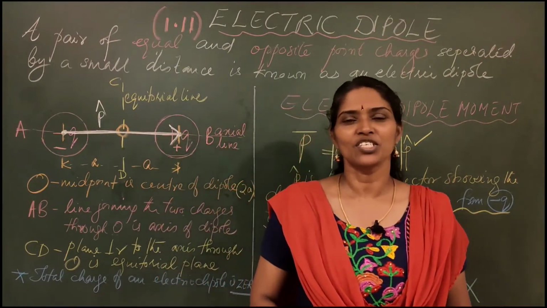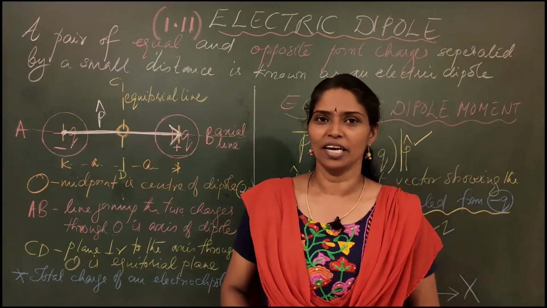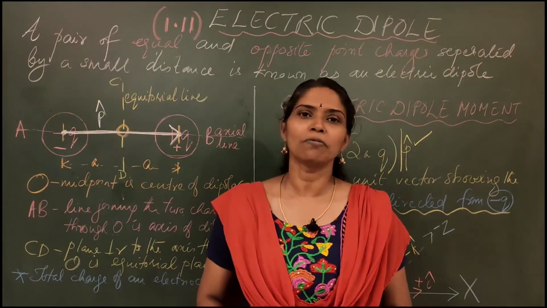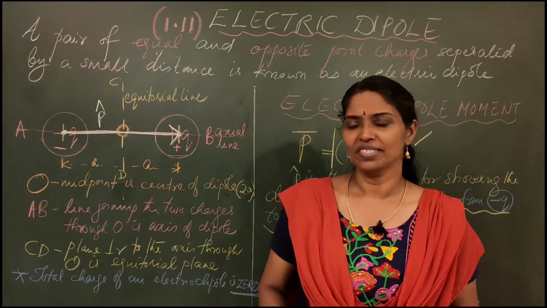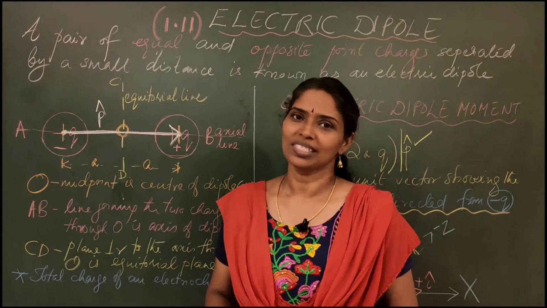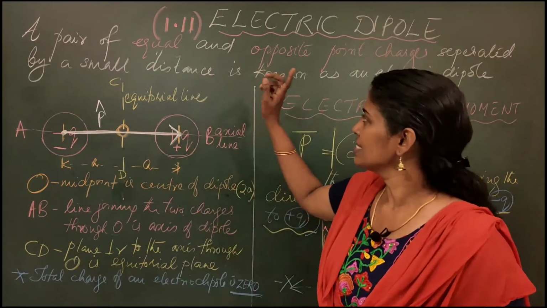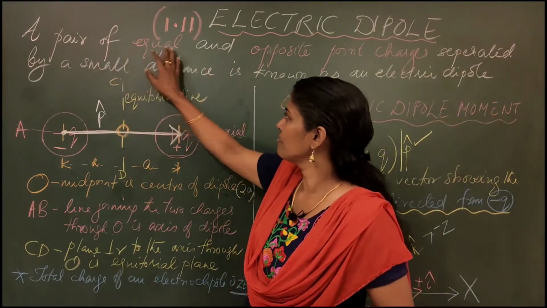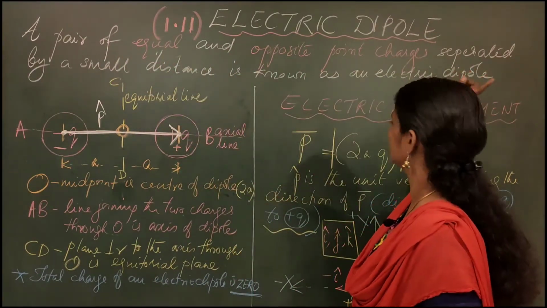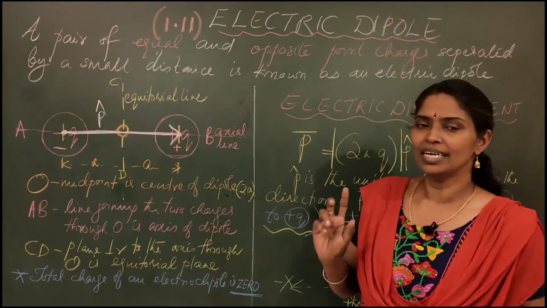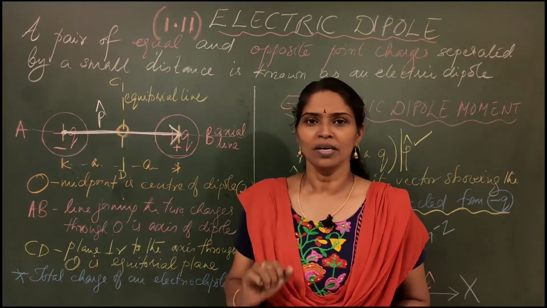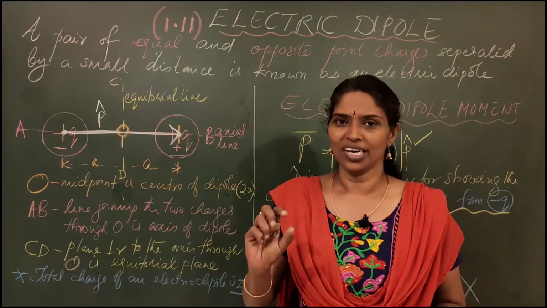Today we have a very short topic known as electric dipole. It comes as 1.11 in the lesson electrostatics, class 12 physics. So let us see what is an electric dipole. An electric dipole is a pair of equal and opposite point charges separated by a small distance. Now, what do you mean by point charge?